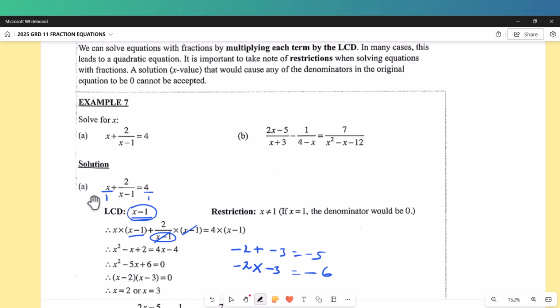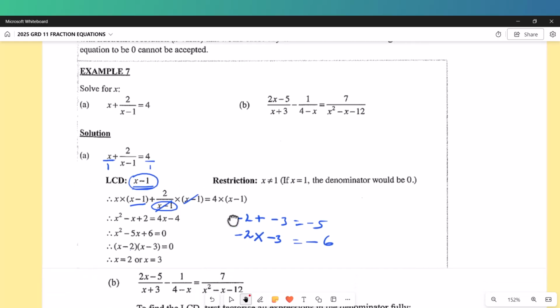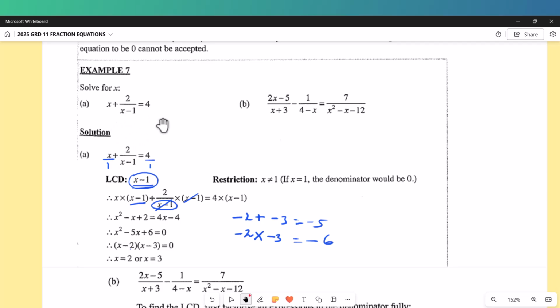Now we use the zero product rule. We're going to say that x equals 2 or x equals 3. Hope we are still together. Don't forget our restriction: x must not equal 1. So these answers have no problem, because the 2 and the 3 are not equal to 1. Okay, so this is the solution for example A.